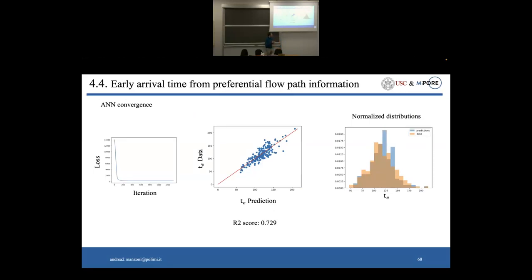We trained this model using some of the simulations that we had already performed with flow and transport simulation. Then we tested the model. Here you can see the result on the test. On the y-axis are the values obtained through the flow and transport simulation. On the x-axis you can see the ones predicted with the neural network. There is a good agreement between the early arrival time simulated with flow and transport and the one predicted with the neural network. On the right, you can see the probability distribution of the early arrival time obtained with flow and transport simulation and the one predicted with the neural network model, and you can see a fairly good overlap between them.